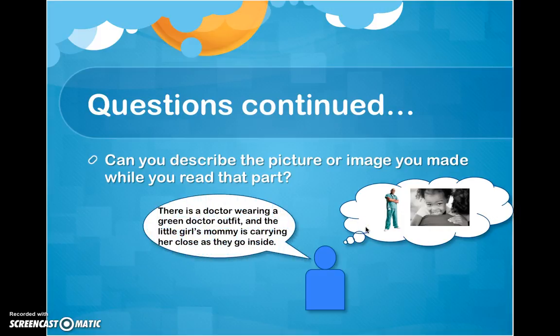It might have been a story or passage about a visit to the doctor's office, and the student might have had a picture of a doctor in scrubs or in a doctor's coat, and with a mother and a child going into the doctor's office. And they might say, "There's a doctor wearing a green doctor outfit, and the little girl's mommy is carrying her close as they go inside." The student described the picture and image that they made in their head while they read the story.